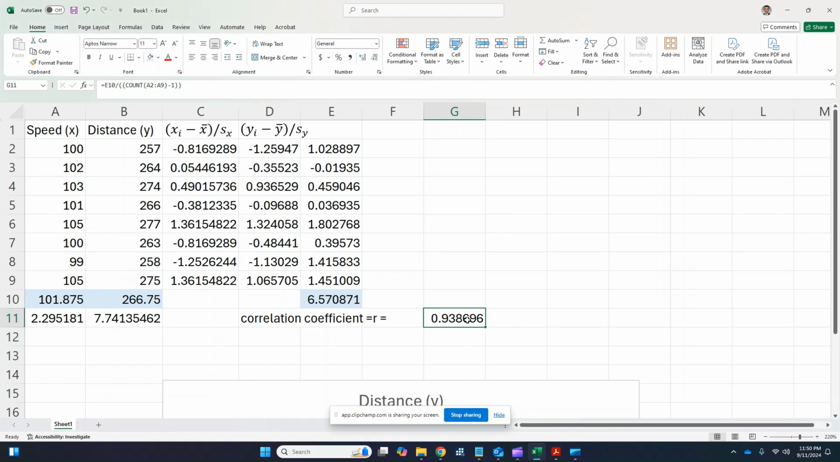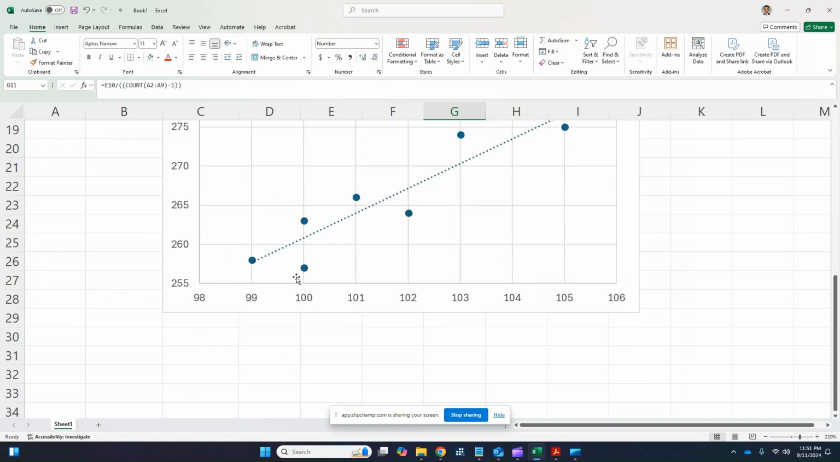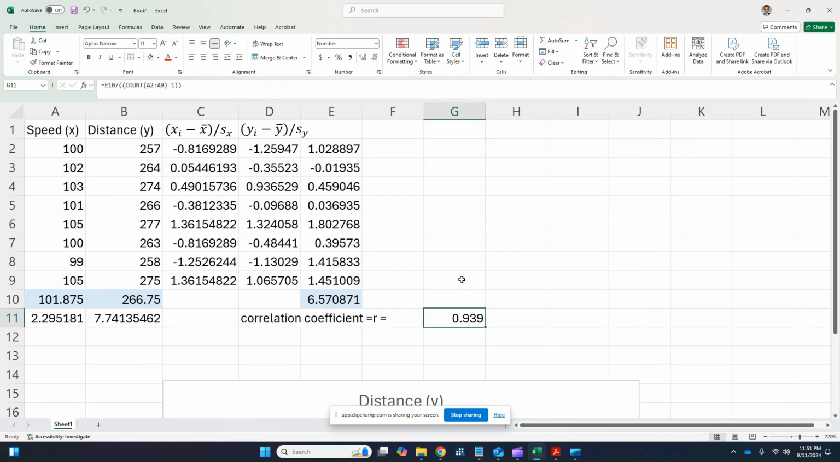So the correlation coefficient is 0.938696. That means if I round it to 3 decimal places, 0.939. That's a strong positive correlation, as we see here. What does that mean? That means these two variables are associated or correlated in a way that's linearly represented by their correlation coefficient of 0.939.